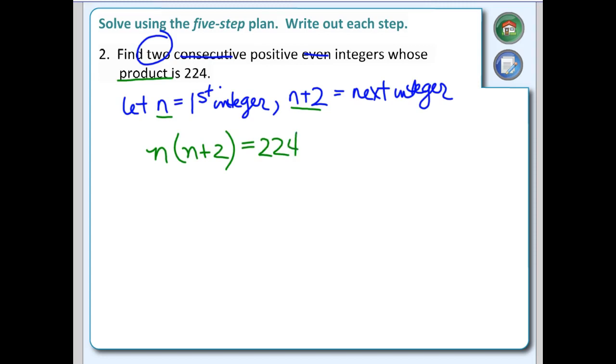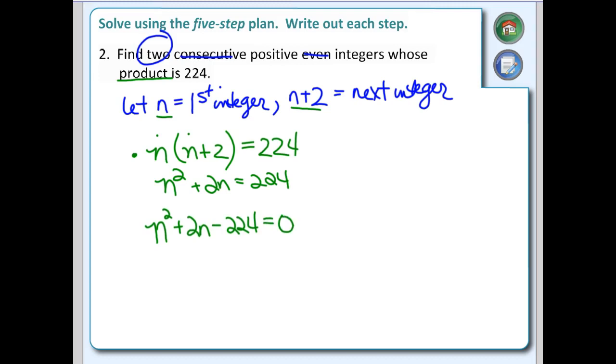All right, so now what are we going to do to solve? Well, first thing I need to do is take care of my distributive property here. So n times n is n squared. And then n times 2 is 2n equals 224. Now remember, if we're solving, what's it supposed to equal? 0. That's right. So n squared plus 2n minus 224 equals 0. Now here comes the fun part. We need factors of 224 that are going to give me positive 2n in the middle.